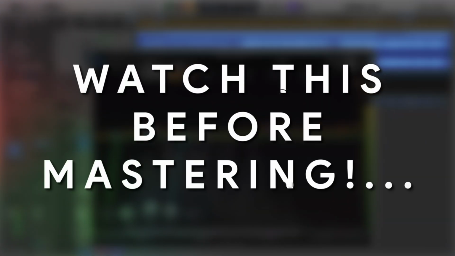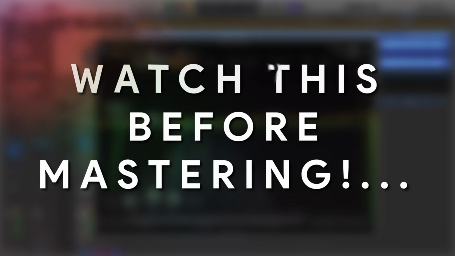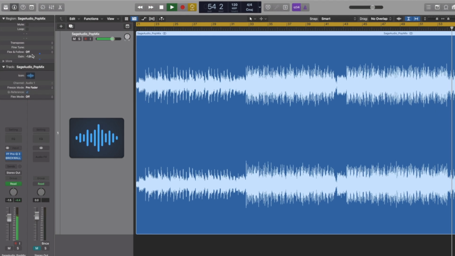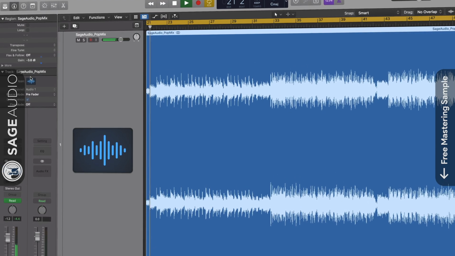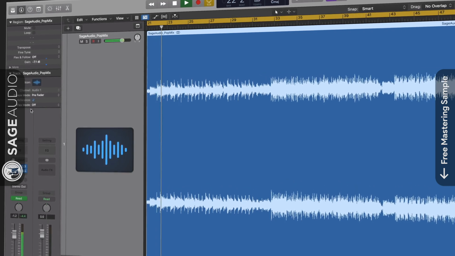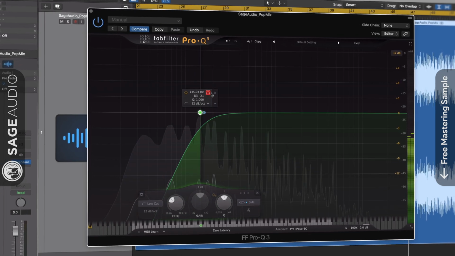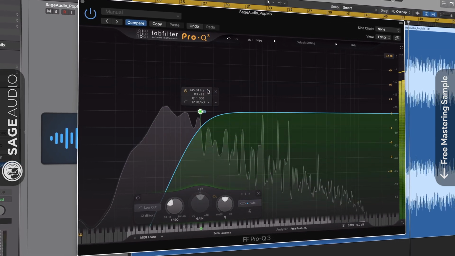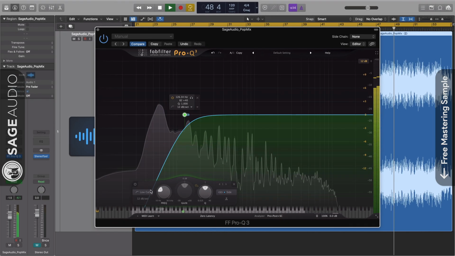Today we'll talk about what you need to consider before you begin mastering a song. We'll cover headroom, how much of it you need to master, and the best way to get more headroom if the mix you have doesn't have enough. We'll also discuss how to monitor the side image of a master and what to do if the side image has too much low end.